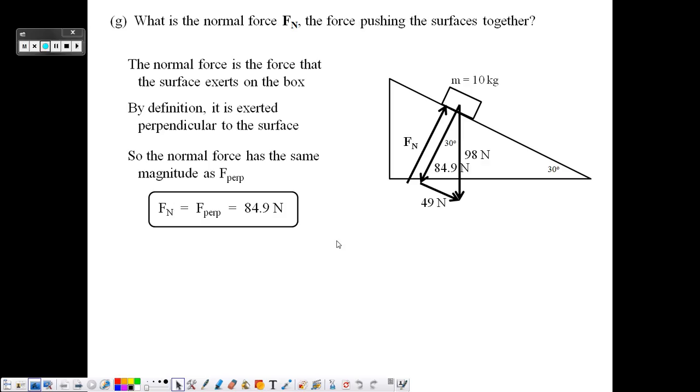It used to be that the normal force is the same as the weight. That's only true on a horizontal surface. When we're on an incline, we need to calculate the components, and the normal force is the same as force perpendicular.